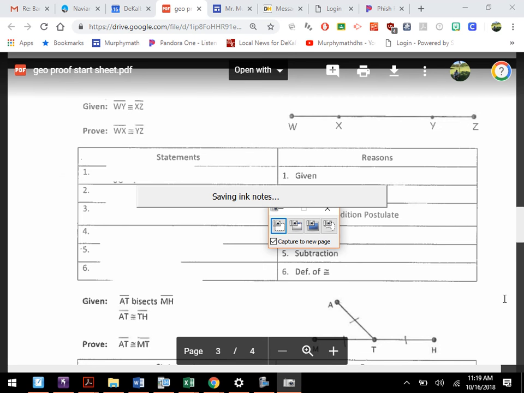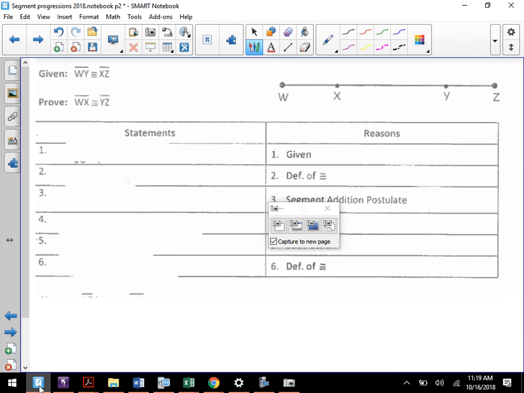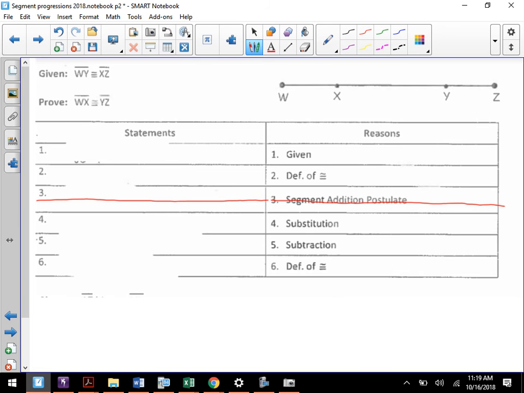In step 3, there's actually two steps going on. I don't know if you caught it. There should be two segment additions here. If I have you guys do this again, I'll make sure that every line isn't combined with one statement, one reason. I'll make sure everything's split up line by line by line by line.